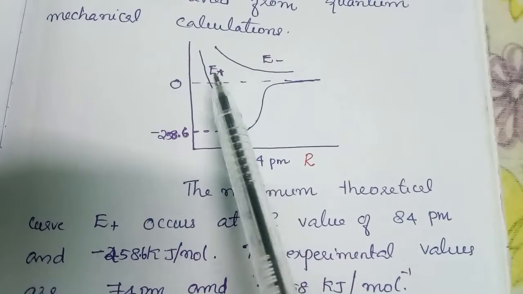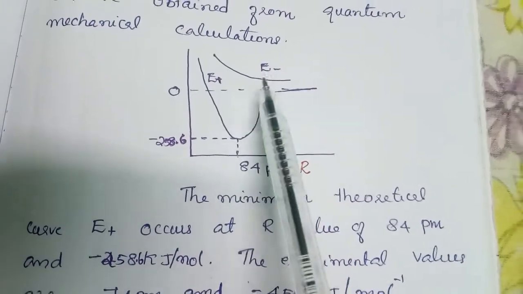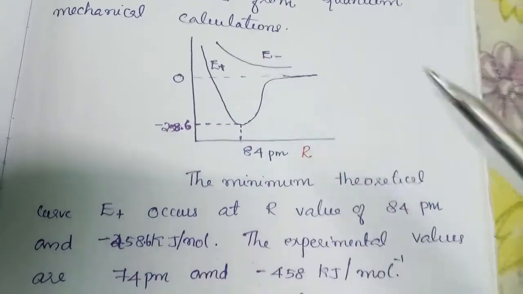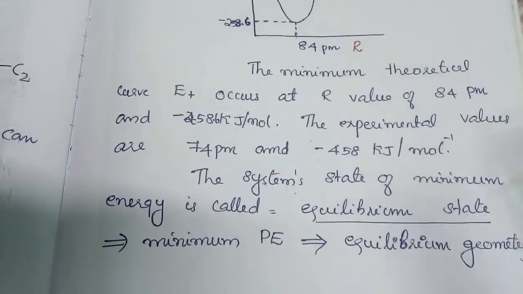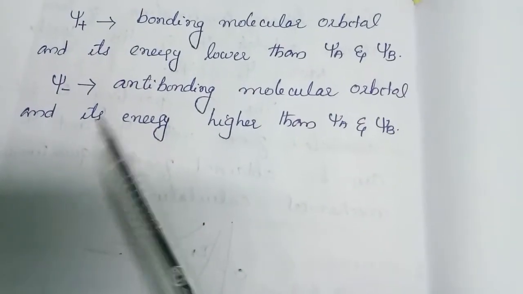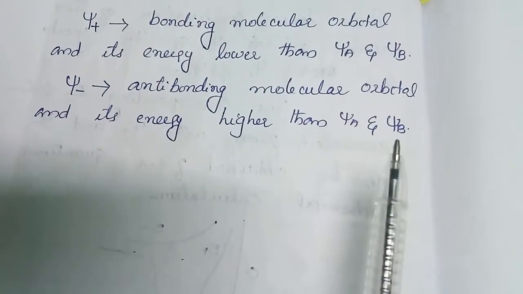Okay, and here E plus is the equilibrium state, that stays with the lower energy, and E minus is the state with the higher energy. So we can say that psi plus implies the bonding molecular orbital and has energy lower than psi A and psi B, and psi minus represents the anti-bonding molecular orbital and its energy is higher than psi A and psi B.